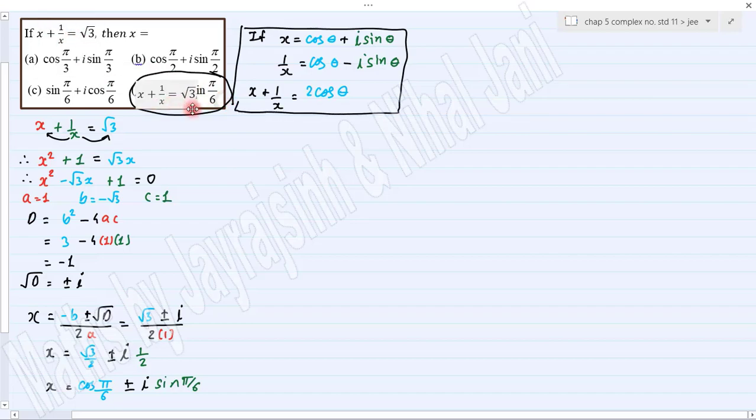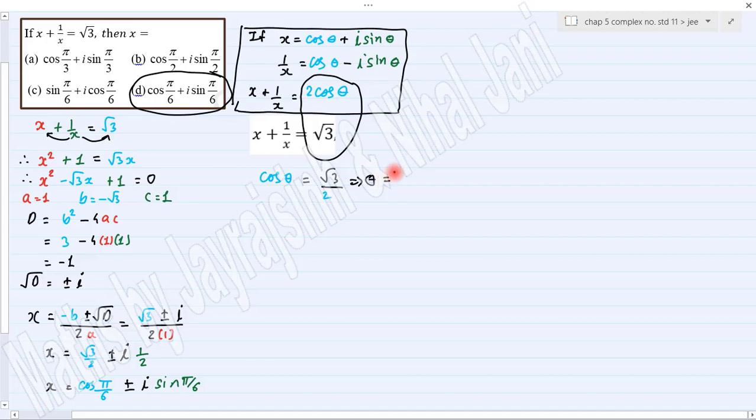Let's try to compare the given data with our condition. So you will get 2 cos theta is equal to root 3. So you can say your cos theta must be root 3 by 2, which will give us theta is equal to pi by 6. Now, just substitute the value of theta in equation of x, and you will get x is equal to cos pi by 6 plus i times sin pi by 6, which is given in option D. Ta-da!